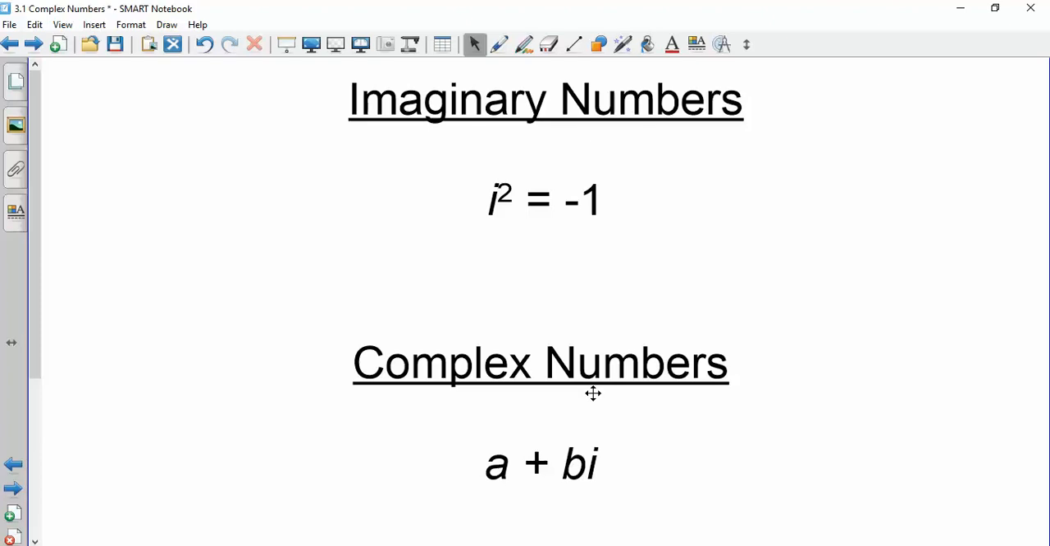In general, a complex number is something of the form a plus bi, a real part plus an imaginary part. We usually want to write these in standard form, so we always put the real number first and the imaginary number second.